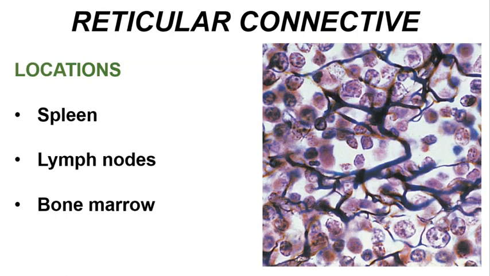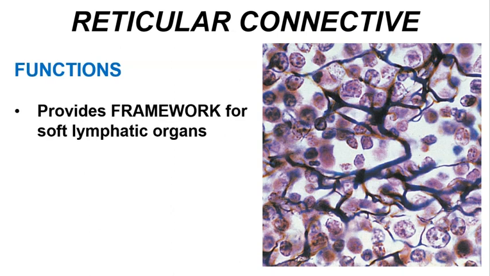Next, we have reticular connective tissue, and this tissue is typically associated with the organs of the lymphatic system, and as such, it's found within the spleen, the lymph nodes, and the bone marrow. The reticular connective tissue functions as a protein fiber framework for the soft and delicate lymphatic system organs.